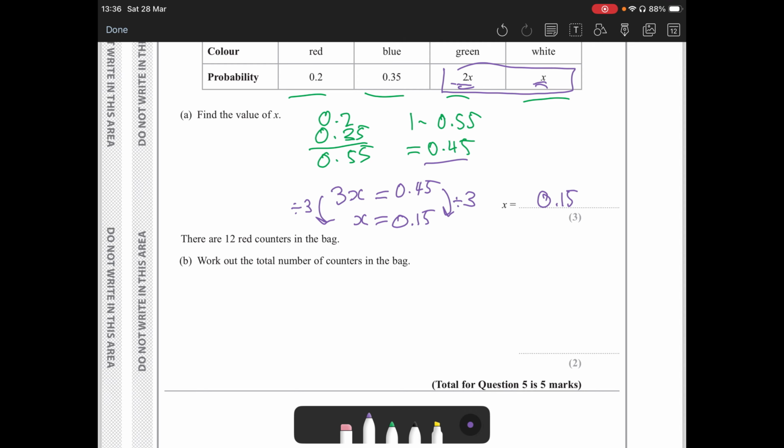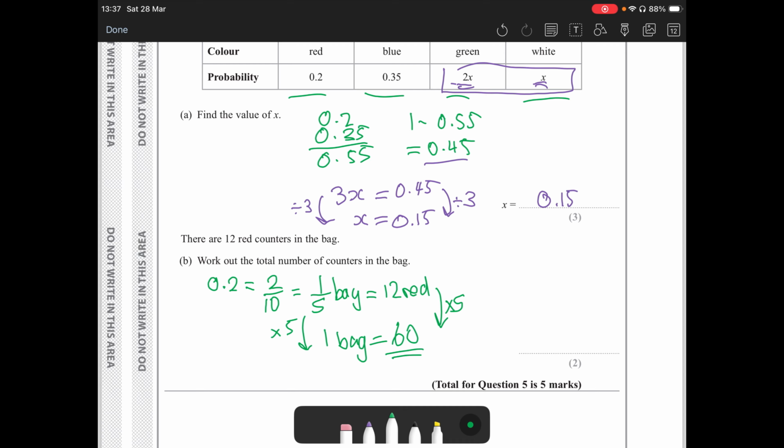Now, we are told there are 12 red counters in the bag. Even if you don't get part A right, you should still be able to do this question, right? Because you know that 0.2 is 2/10 or 1/5. So basically what it's saying is 1/5 of the bag is 12 red. So, I mean, just times that by 5, right? If you want to know what the whole bag is, well, 12 times 5 is 60, isn't it? So various ways you could have got that. So 60 being the number of total counters.